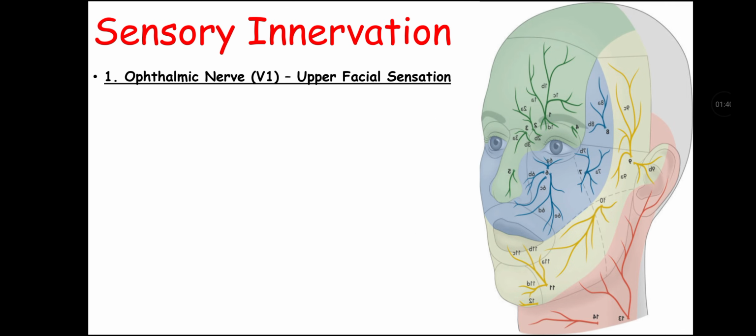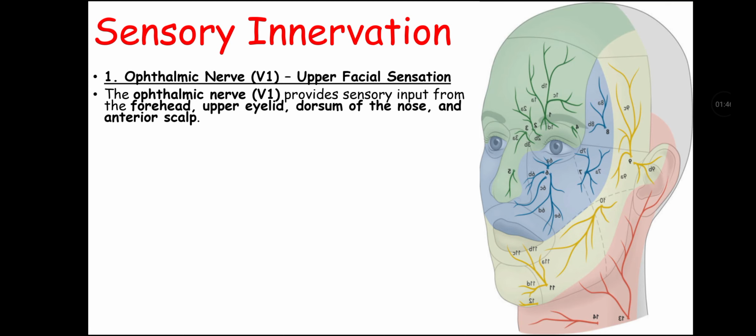We will start with the ophthalmic nerve, that is the first branch of the trigeminal nerve that supplies the upper facial sensation. That is, the ophthalmic nerve provides sensory input from the forehead, upper eyelid, dorsum of the nose, and anterior scalp. As you can see in the diagram here, the green colored area is supplied by the ophthalmic nerve, that is a branch of the trigeminal nerve.